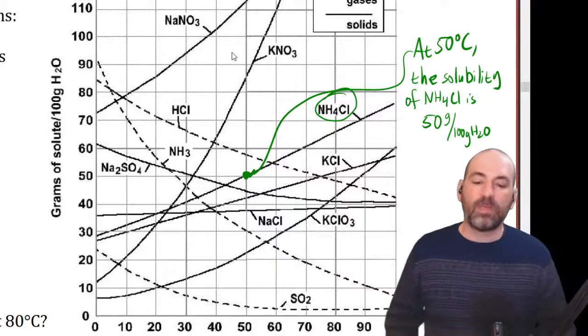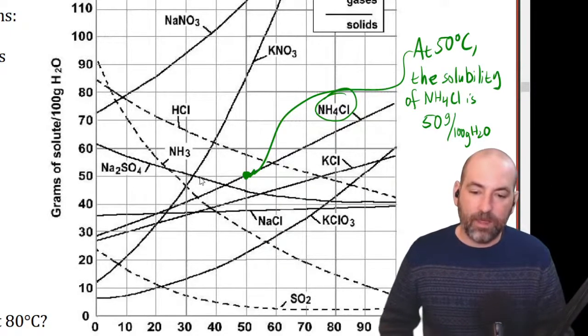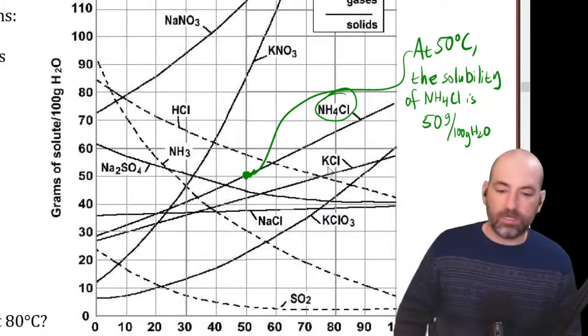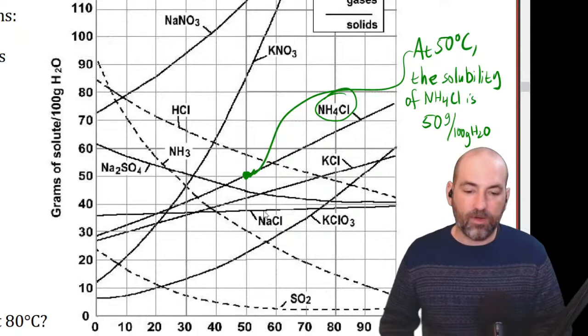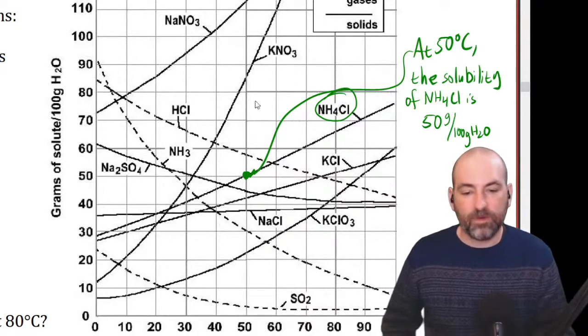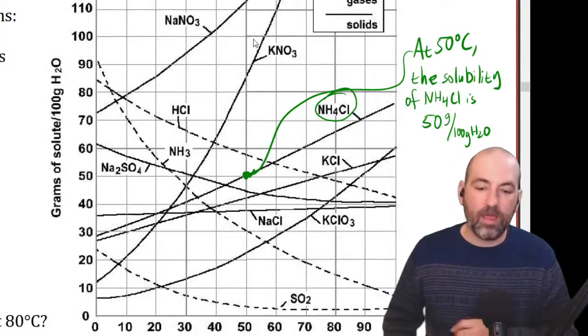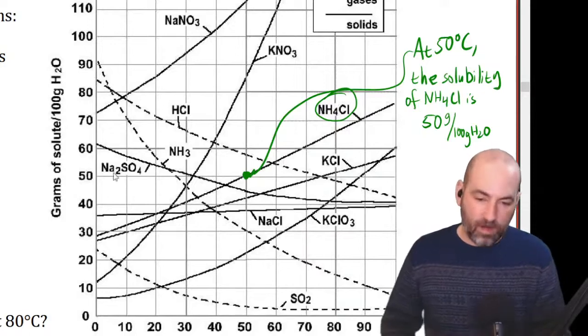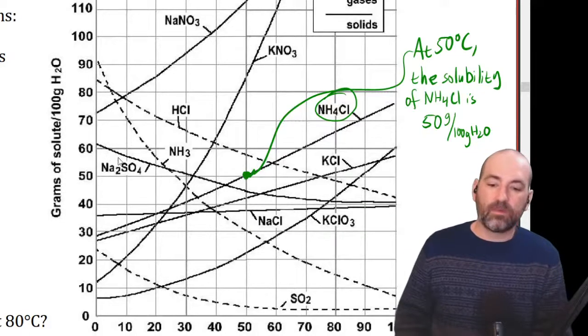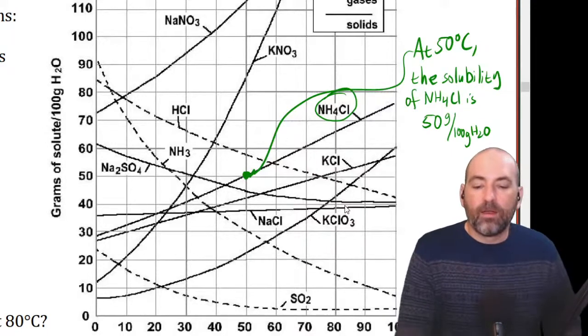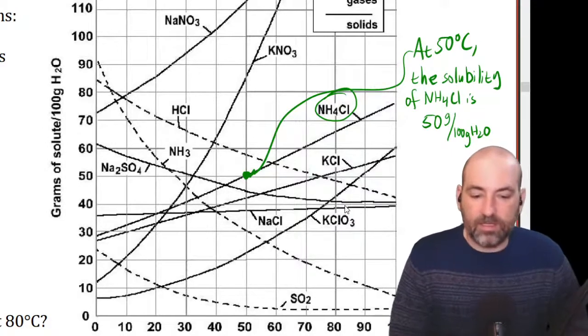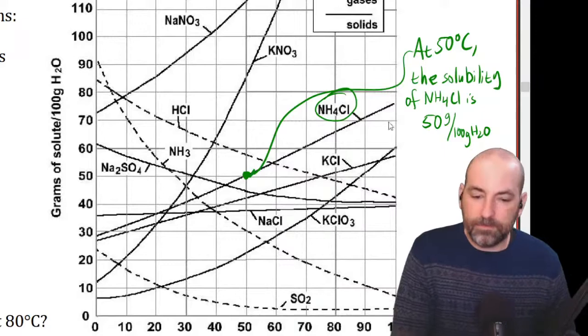So most solids behave like this, where as you heat them up, the solubility increases. Some of them do it very gradually, like NaCl. Some of them do it very sharply, like KNO3. Some of them are weird because there's always outliers, like sodium sulfate. The solubility actually goes down with higher temperature. But that's unusual. Generally, solids increase solubility with temperature.